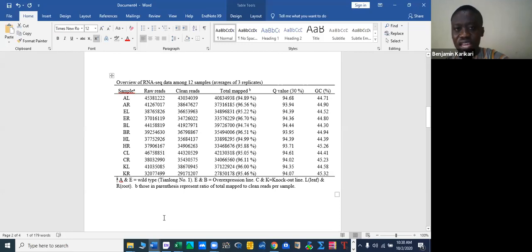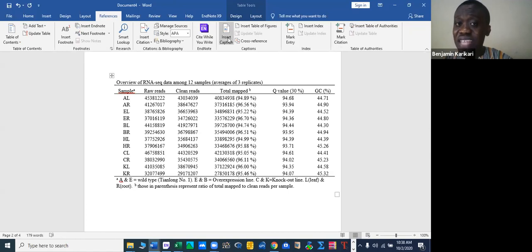You see, the total map, don't assume that somebody will understand what you have written. So you try to give footers. So the A, the B means those in parentheses represent the ratio of the total mapped to the total clean reads per sample. This is a result from transcriptomics. So when you pick this table, somebody should be able to understand. So you can follow the same to give your table numbers.